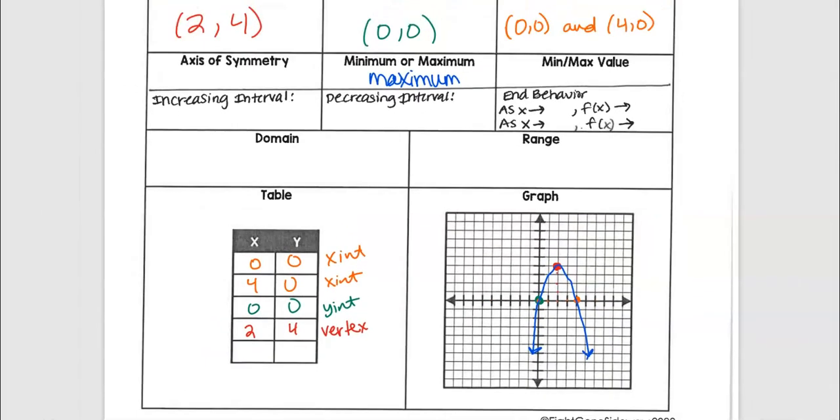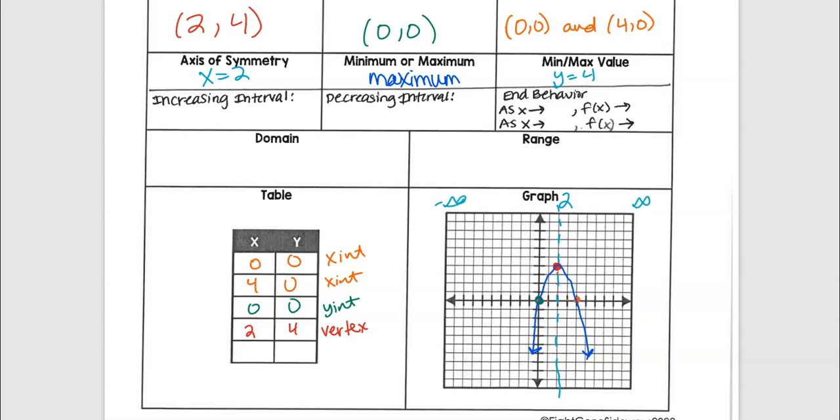Okay, let's finish this problem. What is our axis of symmetry going to be? X equals 2. Good. That is the line that is cutting this parabola in half. All right, we already established we have a maximum. What is that maximum value? Our y is good. The highest we go is where y is 4. What do you want to do next? Increase and decrease? Okay.